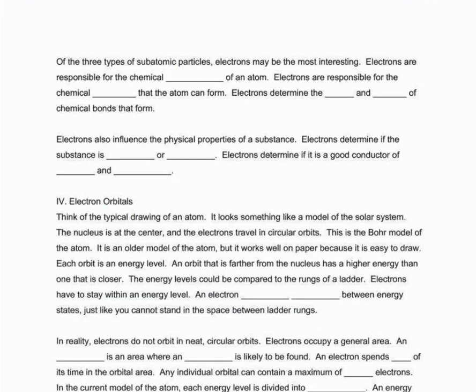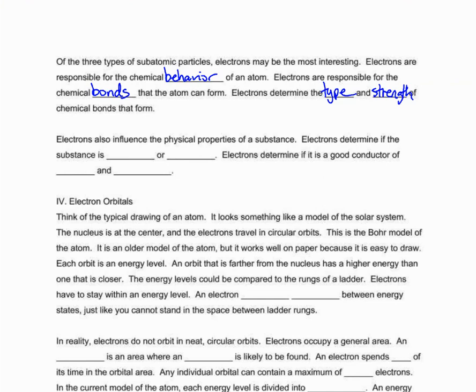Of these three types of subatomic particles, electrons are probably the most interesting. They're responsible for the chemical behavior of the atom. They are responsible for the chemical bonds that the atom can form. Electrons will determine the type and the strength of chemical bonds that an atom forms.